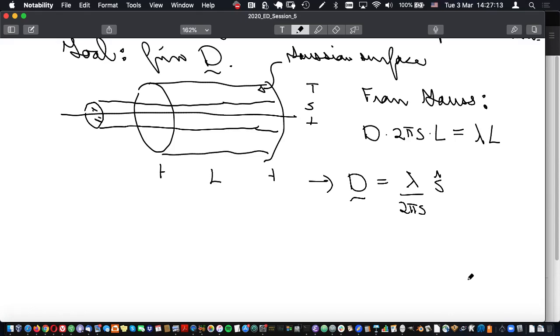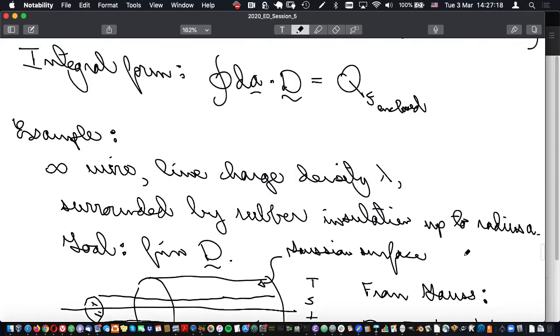Yes? Why does lambda not include the bound charges? So lambda here is the line free charge density. That means it's the charge that you put in by hand from your battery. And you tell me exactly how many coulombs per meter that is. And now, of course, when you put this charge in this wire, the rubber will polarize. But the free charge density is really the one you put in.